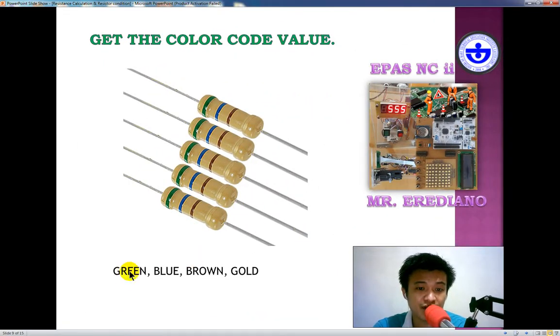Next, after identifying the color, you are to get the color code value. So color code value is based on the color coding system. Based on these colors, the color code value should be 560 ohms plus minus 5%. Because the tolerance here, gold, is plus minus 5%. And this is green, this is blue, you have to write it, and brown is our multiplier, that's times 10. 56 times 10, it will become 560 ohms plus minus 5%.